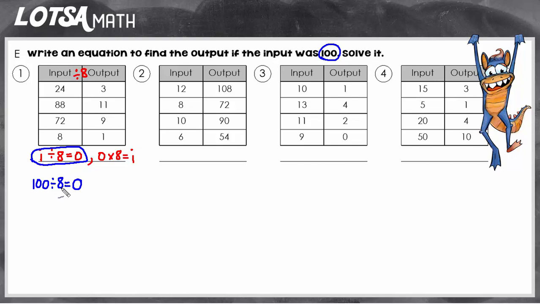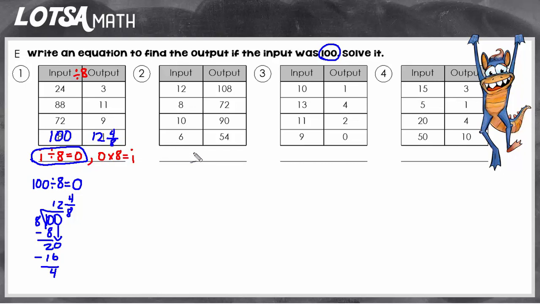So now if I just do this math, I can find the output. So I'm just going to do 100 divided by 8. And I get the answer of 12 4/8. So if I were to add one more row to this input-output table, the input would be 100 and the output would be 12 4/8.